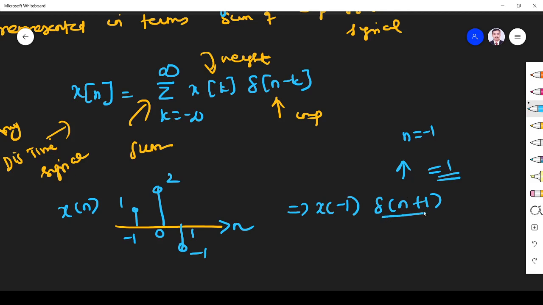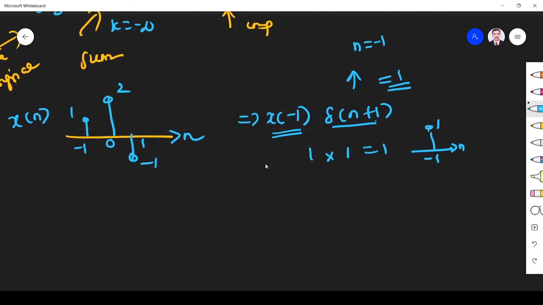So this signal exists at n equal to minus 1, where the value of the impulse is 1. What is x of minus 1? It means the value of the signal at n equal to minus 1. What is that? 1. So this is equal to this one only.